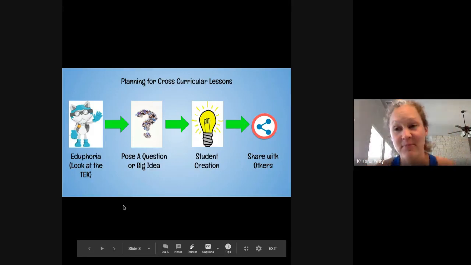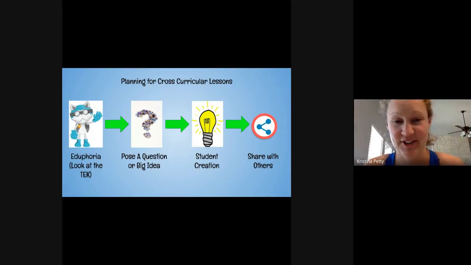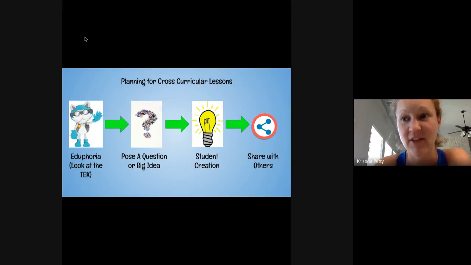So with planning for cross-curricular, there is not going to be a certain answer. There's not a secret potion or some kind of secret formula for cross-curricular, but these are some different structures that Katie and I thought about, and we think that it would help to develop a good cross-curricular lesson. So first, we look at Eduphoria, and we look at the TEKS.